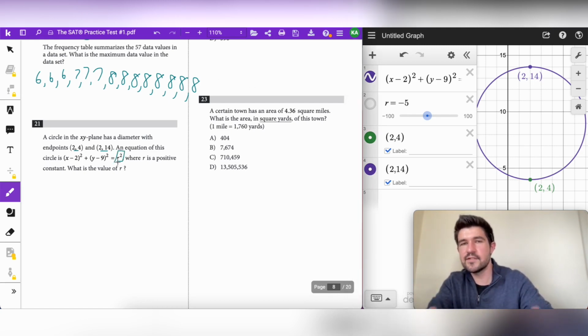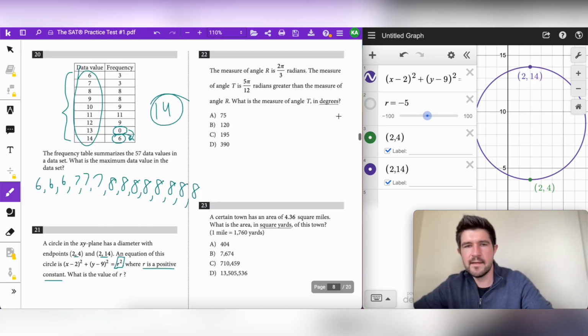Now, notice you can't put -5 as your answer because they specify r is a positive constant. So I overlooked that. So it's definitely 5 as an answer. It's just interesting to see that -5 you could also square. Okay, and we knew that. Anyway, I'll stop talking. Let's go to 22.